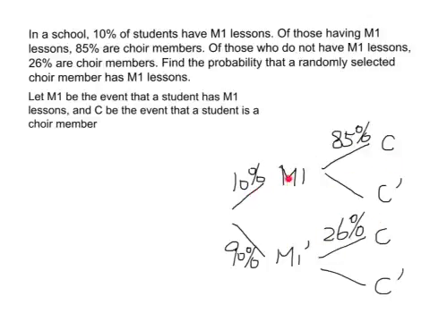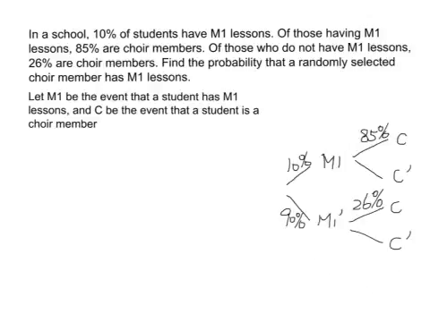And so the flow goes logically like that. You start with M1 or not, then the second stage is choir or not. In this case, it's not good to reverse the order, C and C naught, no, that is not very good here.